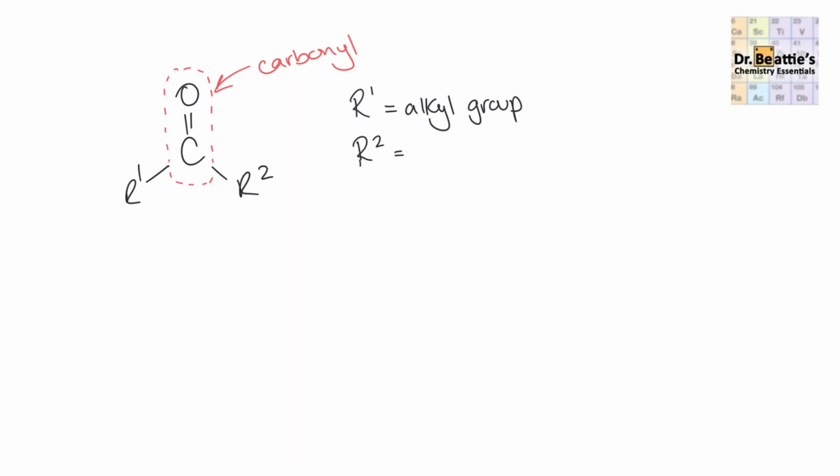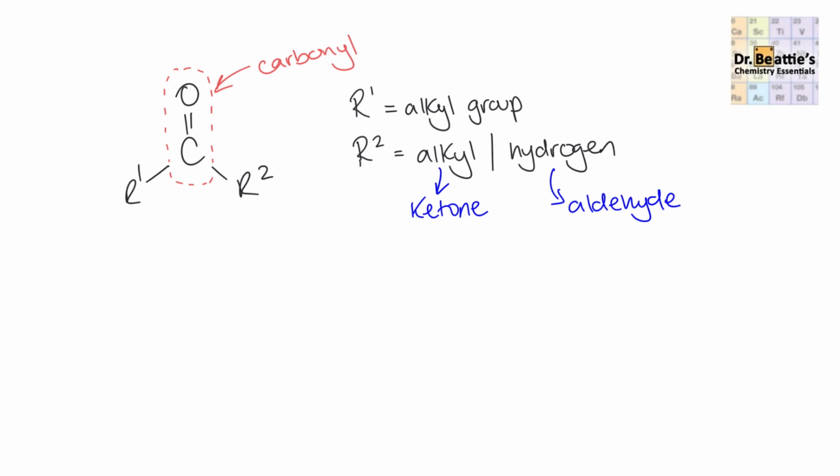The R2 group here, which is on the other side of this carbonyl, can either be an alkyl group, which makes this whole pattern here a ketone functional group, or the R2 group can just be a hydrogen, and this makes it an aldehyde. Now, one important thing about the carbonyl group in both of these functional groups, ketones and aldehydes, is that the carbon itself is delta positive because you have a more electronegative oxygen. And this is really key because that means that the carbon in the carbonyl can act as an electrophile.